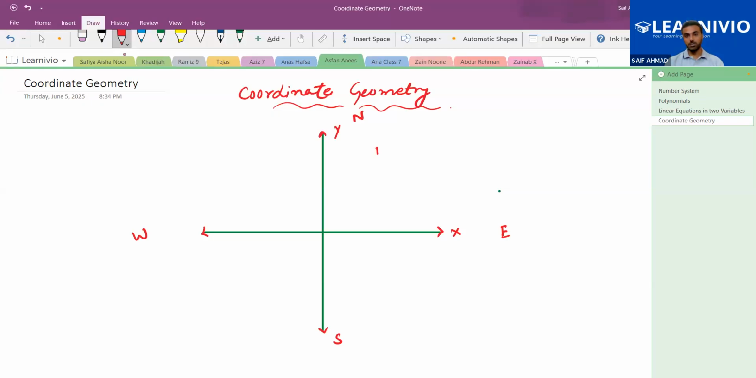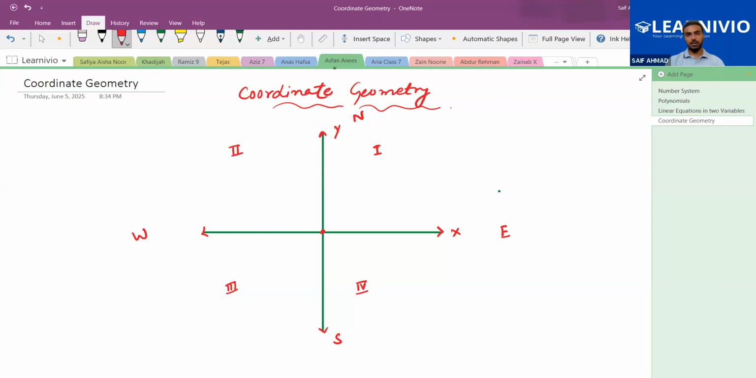This is called the first quadrant. This is called the second quadrant. This is third, and this is fourth. This is where the two lines intersect, and this is called the origin point.